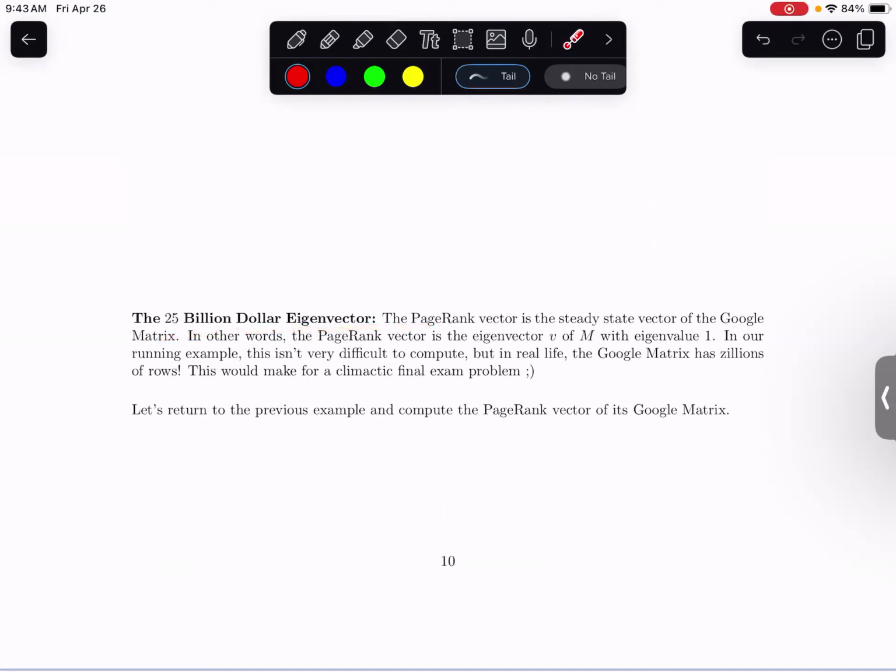So we're going to be looking at what's called the PageRank vector. This PageRank vector in mathematical terms is going to be the steady state vector of the Google matrix. And from what we were talking about before, this steady state vector is really just going to be the eigenvector v of M with eigenvalue 1. Loosely speaking, this PageRank vector is going to tell you what the most influential or important page is.